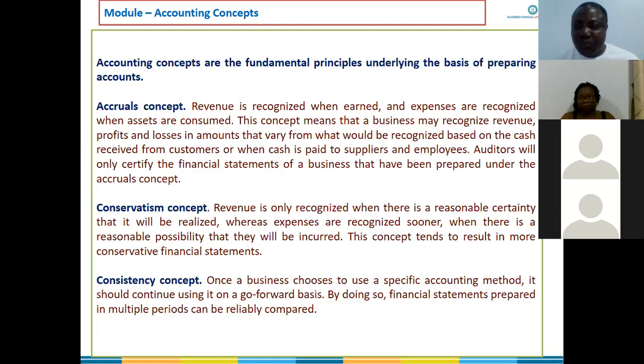Like this lockdown situation, most of our companies are still paying staff salary. But our income is dwindling. Our income is reducing, but we are still paying staff salary. We are still paying for the transport. We are still paying for that. So expenses must be provided for as soon as possible in the account. But you take great care in recognizing your income. That is the main reason why.